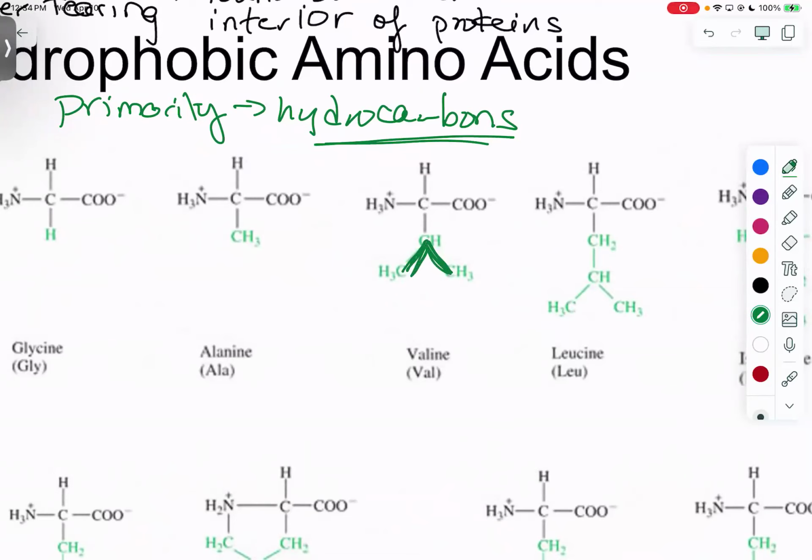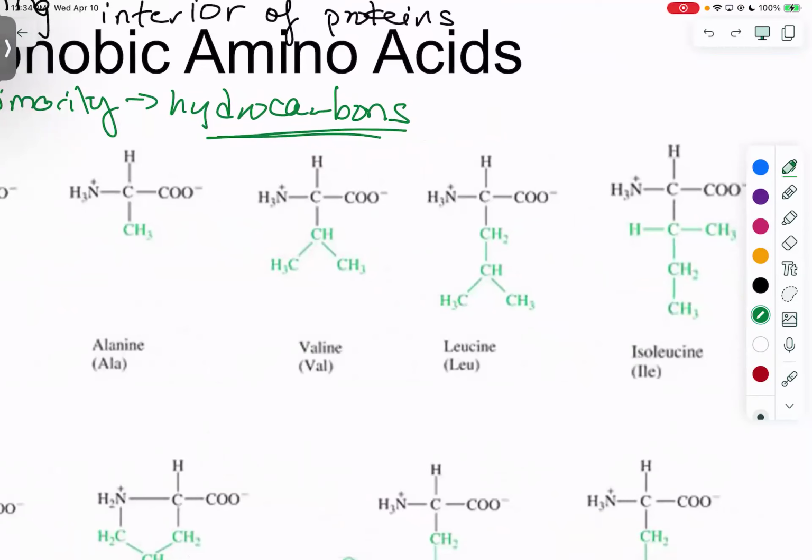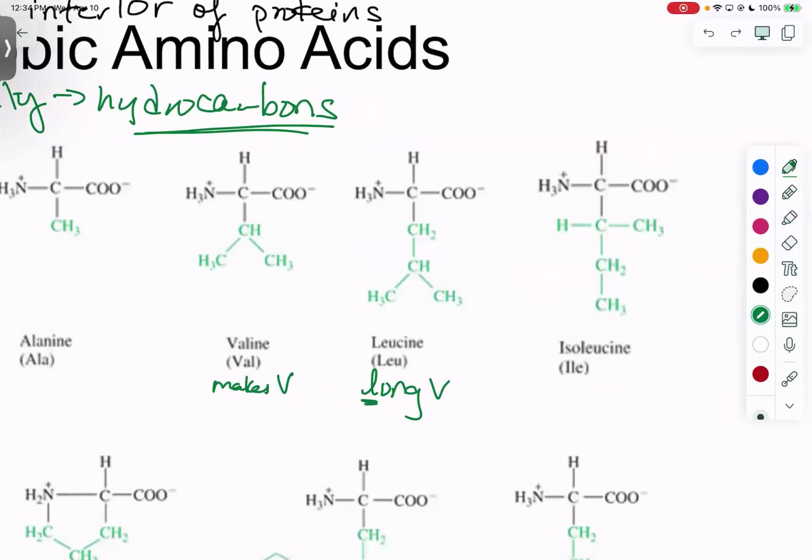A V. That's valine, right? Then you go a little more complex and you have leucine. So valine makes the V. Leucine I call the L for leucine, a long V. So you have that same V, but you have another carbon before you get to the V. That's why I call it the long V. There are some that you don't have to think about so much.